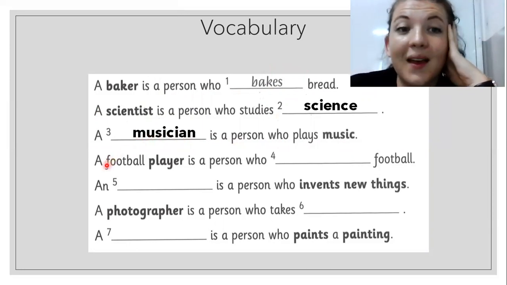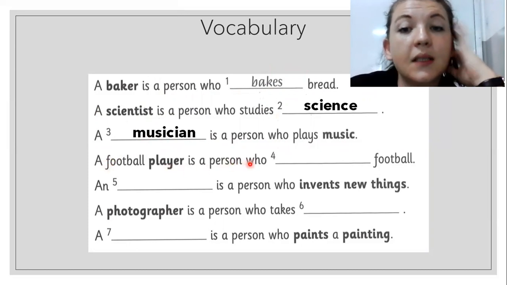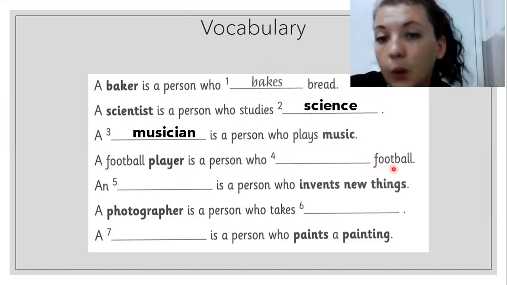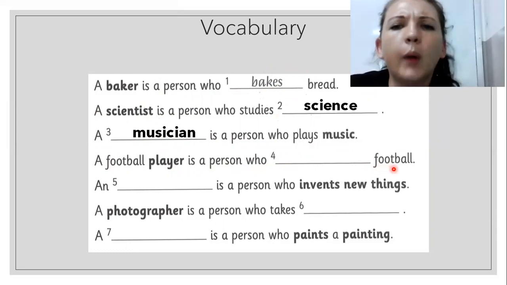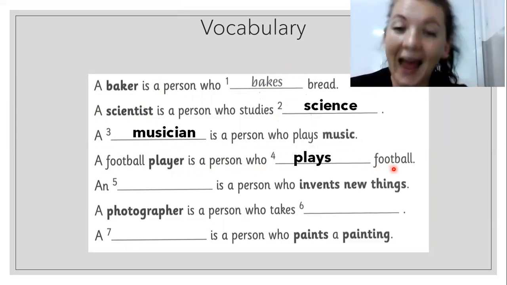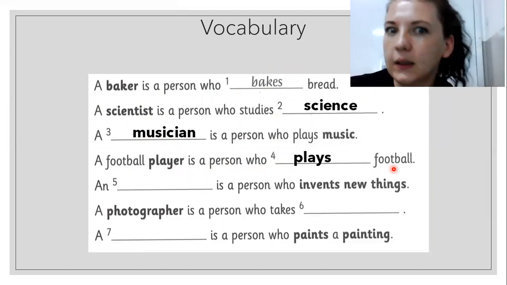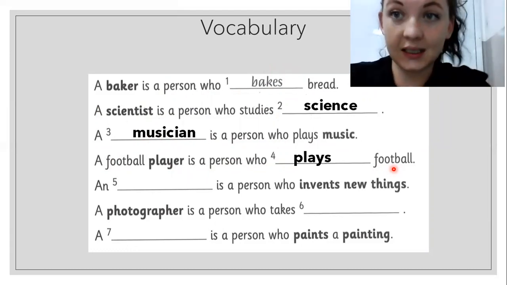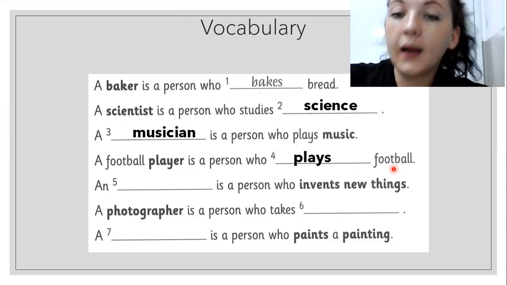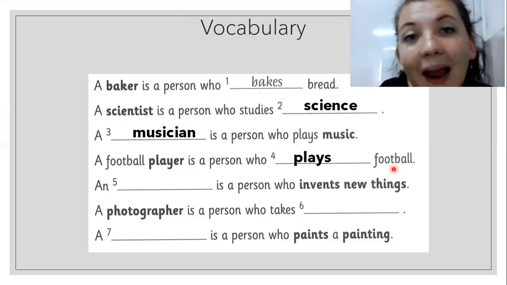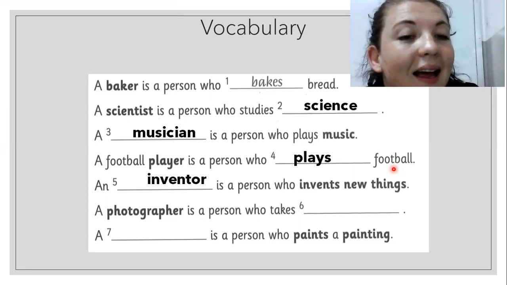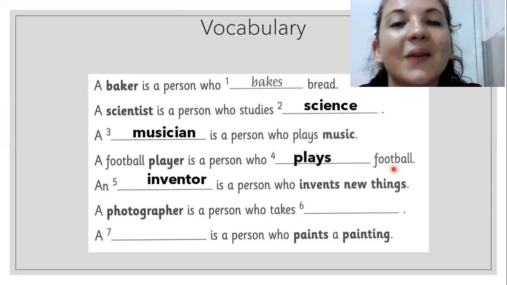And number 4, a football player is a person who, what football? Does he eat the football? No, he plays football. Very good. Number 5, a what is a person who invents things? What do we call a person who invents things? They are an inventor. An inventor is a person who invents things.